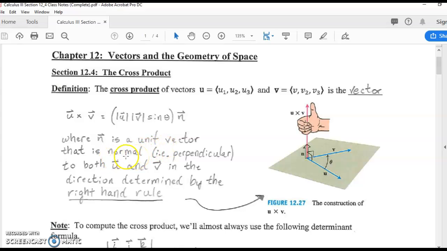So in Calc 3, we start to use the word normal to mean perpendicular. Sometimes orthogonal is also used. So normal, orthogonal, or perpendicular all have the same meaning. It's normal to both u and v, in the direction determined by the right-hand rule. So the way you determine which way the cross product goes is, first of all, it's going to be perpendicular. It has a 90-degree angle with both u and v, and you can see that in the picture. And then the question is, is it up or down out of that plane? The way you determine it is your fingers point in the direction of u and they curl towards v. And then wherever your thumb is, that's the direction of u cross v.